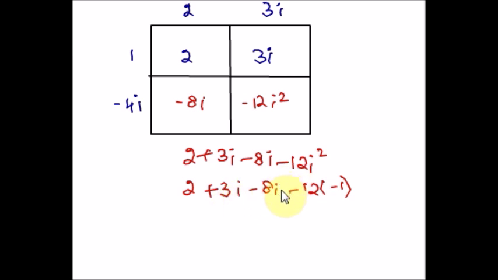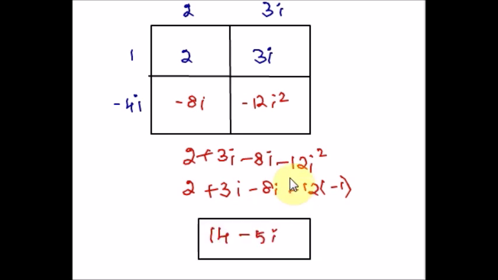So here is the final solution for this example. 2 plus 12 is 14. 3i minus 8i is negative 5i. Hope you are clear with this example.